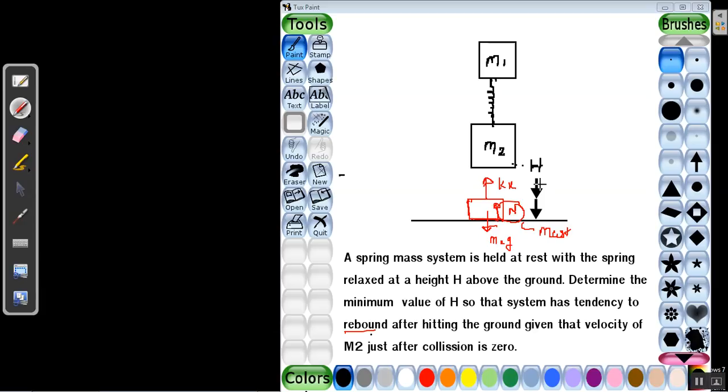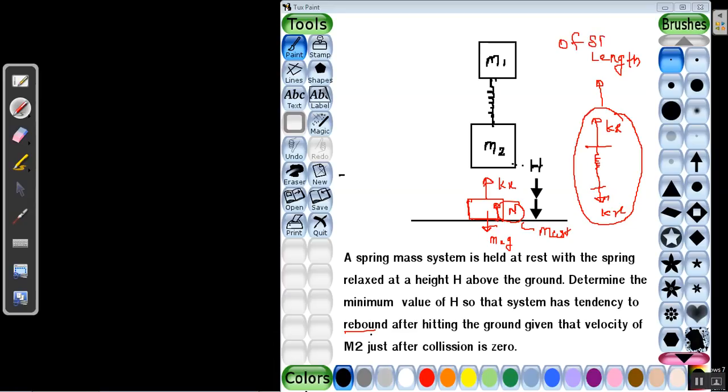Let's draw the free body diagram of the spring. Here, this is the kx. The spring is massless, so the net force on the spring is going to be 0. From this you will analyze that the length of the spring is going to increase. This means extension is taking place.